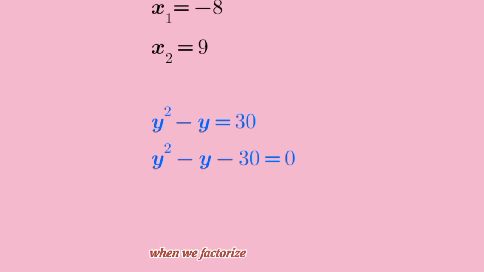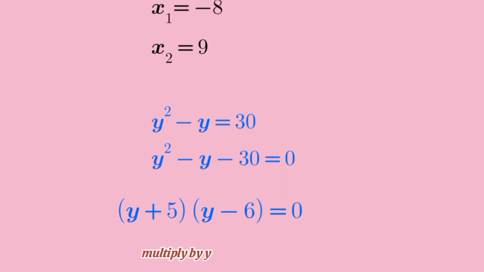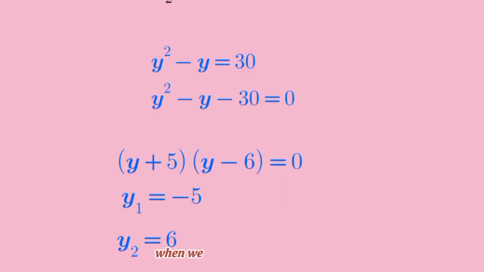When we factorize, we have y plus 5 multiplied by y minus 6 equals 0. The first value of y here is equal to minus 5 and the second value of y is equal to 6. When we go back to our question, it says x plus y equals 4.